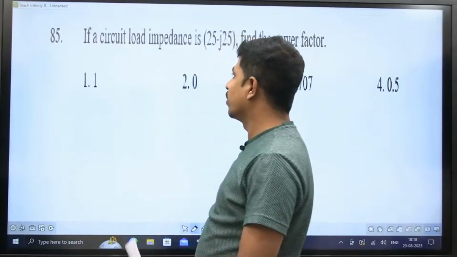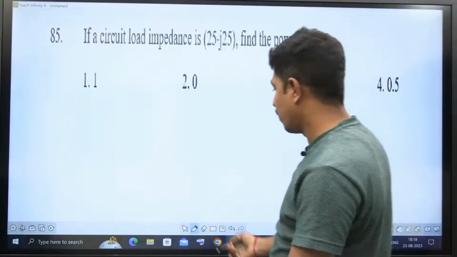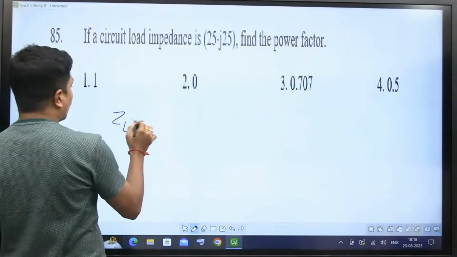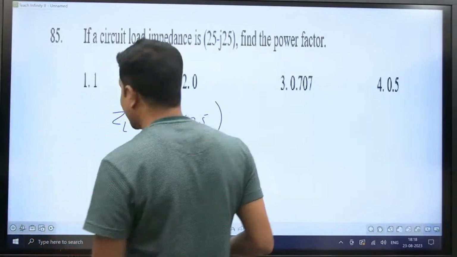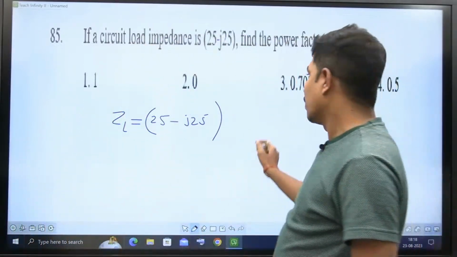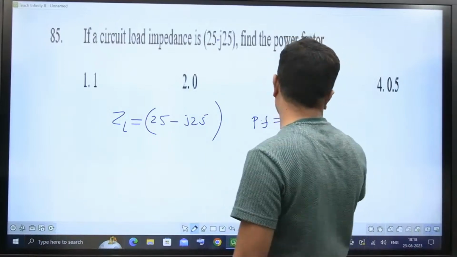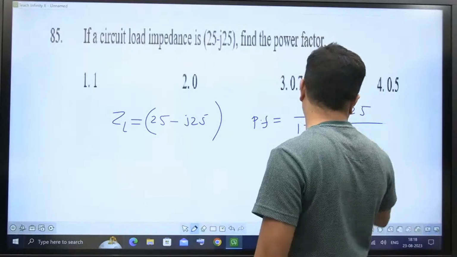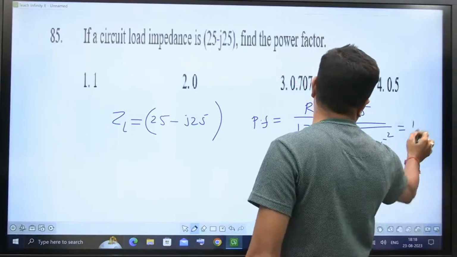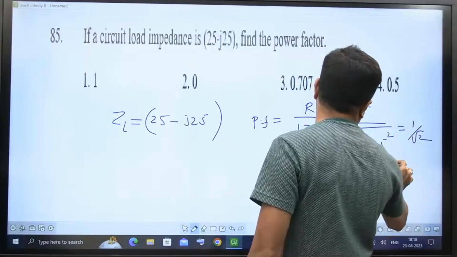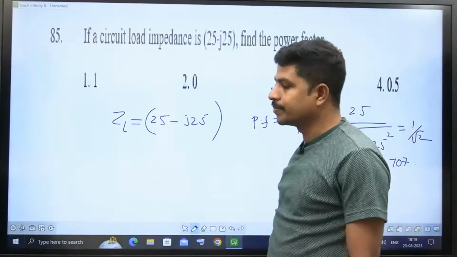The next question is, this is 25 minus J25. If a circuit load impedance is 25 minus J25, find the power factor. See, Z load is equal to 25 minus J25. Then what is power factor? Direct question. Power factor is equal to R by mod Z. R is 25, mod Z is root of 25 square plus 25 square. That will be 1 by root 2, nothing but 0.707. That is option 3.